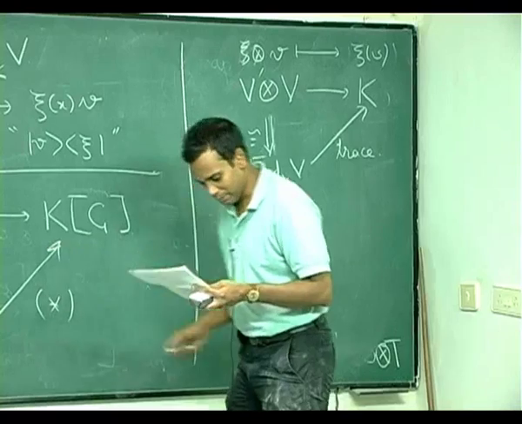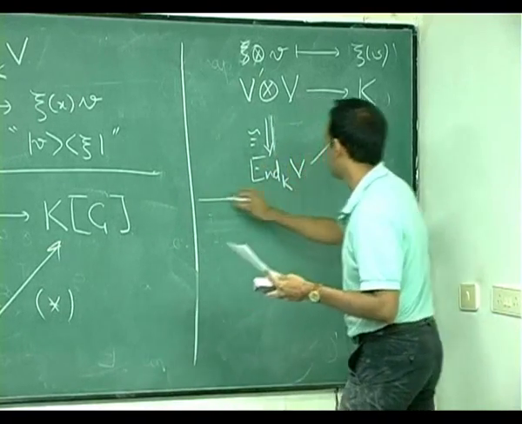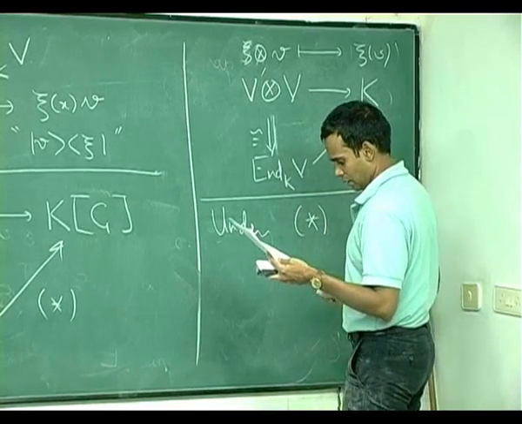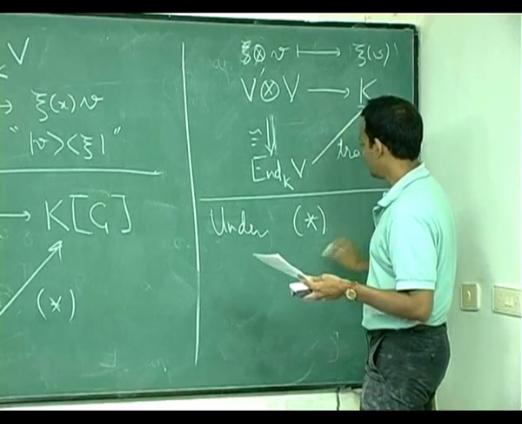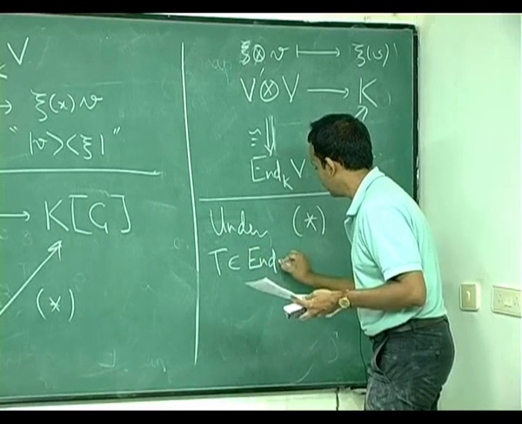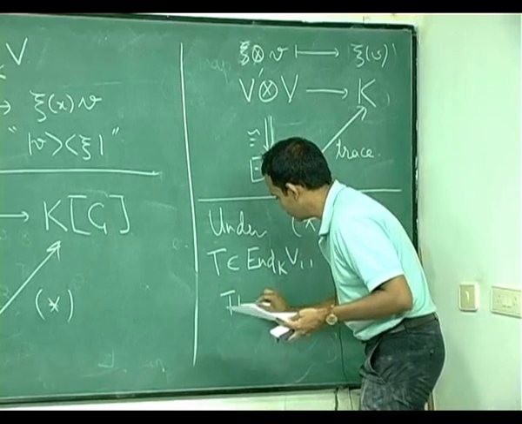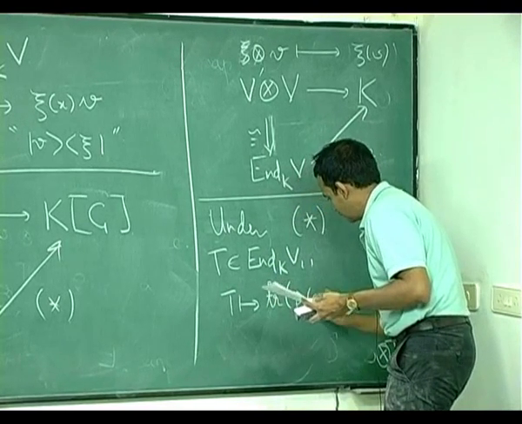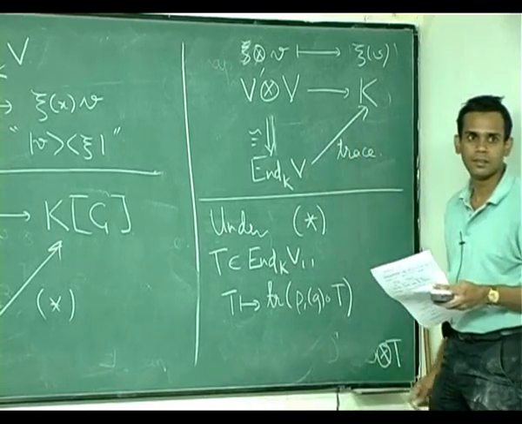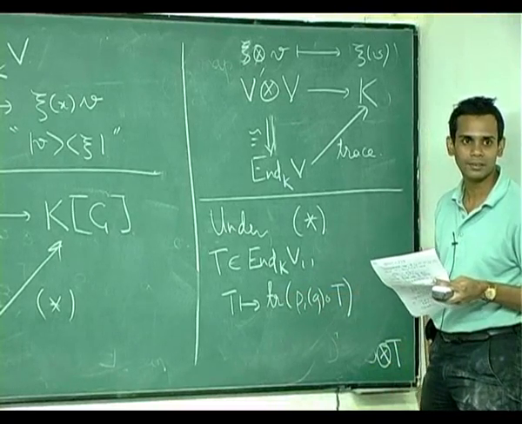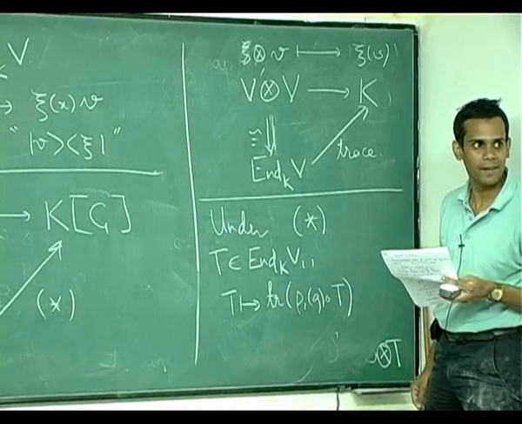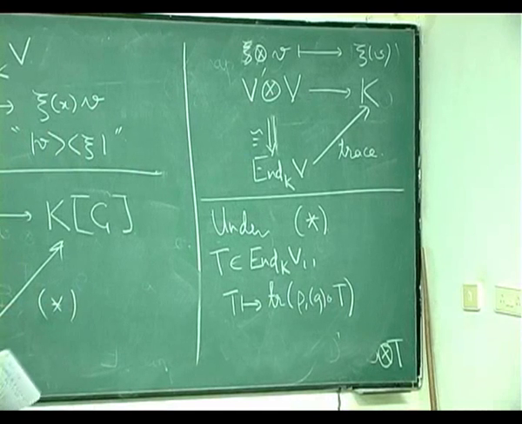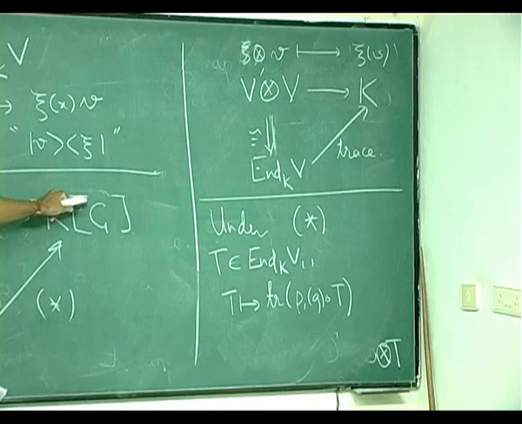So in terms of this picture, under star, this isomorphism here, suppose I have T in End_K(V_i), then T goes to trace of rho_i(g) composed with T. In particular, as G cross G representations, the identity here goes to the trace of the representation itself, rho_i(g).